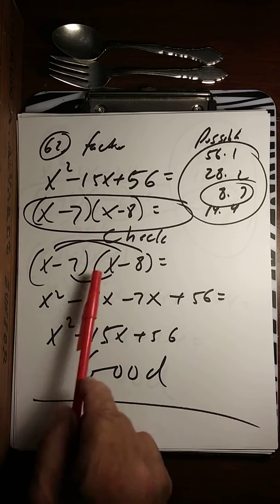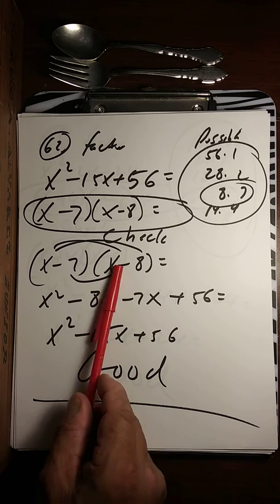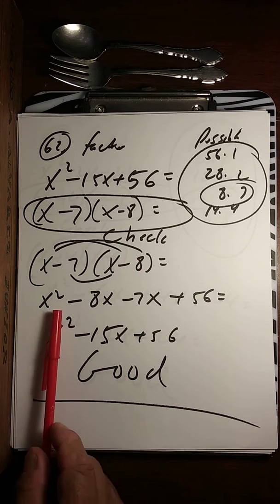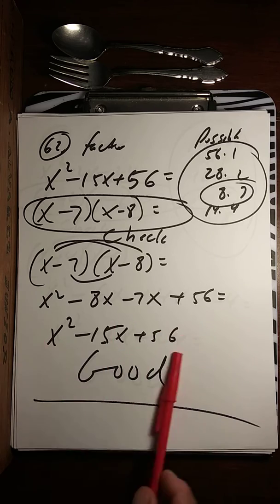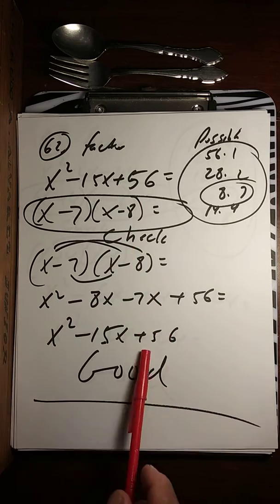Let's check this. X times that, x squared. That times that, minus 8x. That times that, minus 7x. That times that is 56. X squared minus 15x plus 56. Is it the same? Yes, it works.